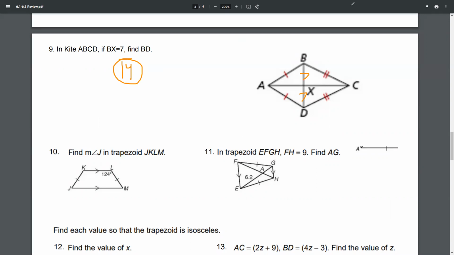Let me pause a second. Okay, it said something was wrong with my speaker. I think it's good though.